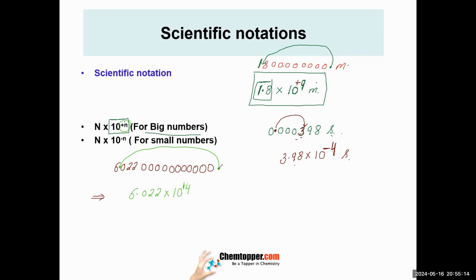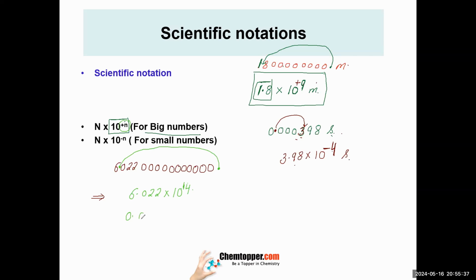Some teachers say it like this also: when you are moving the decimal from right to left, then it's a positive power. But I think it's easy to understand that when it's a big number, the power of 10 should be a positive value, and when it's a small number, then it's a negative value.